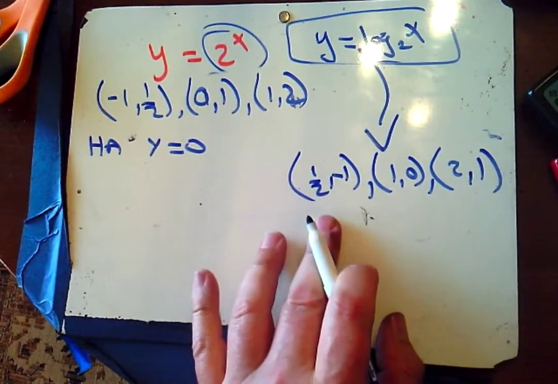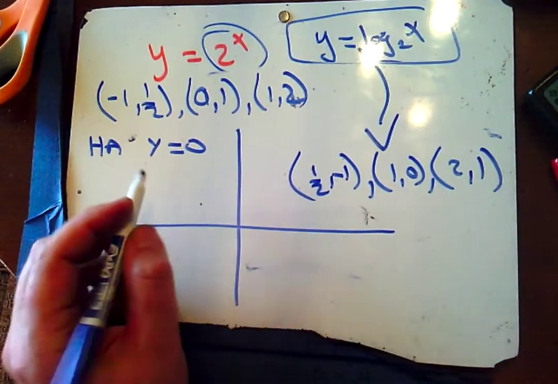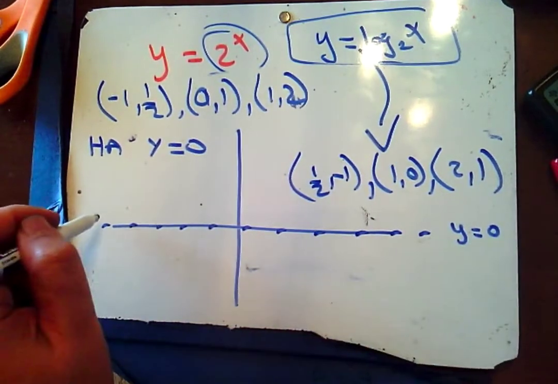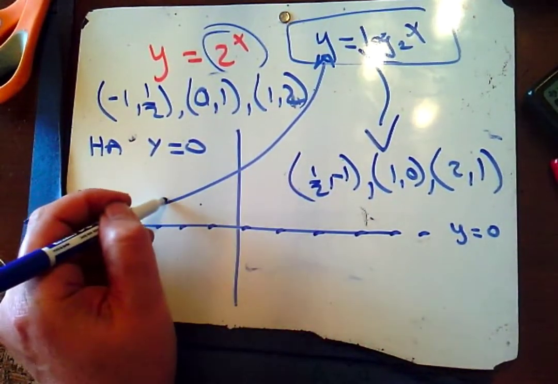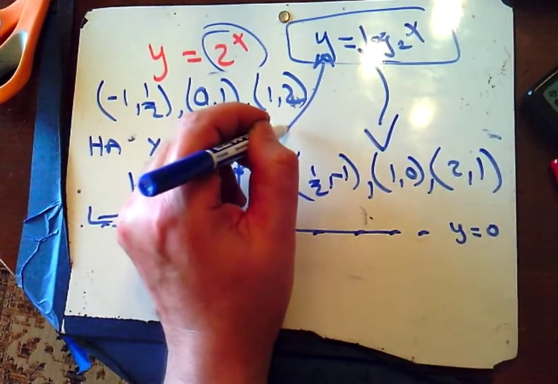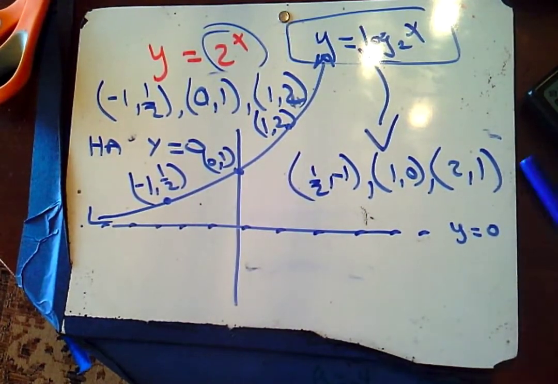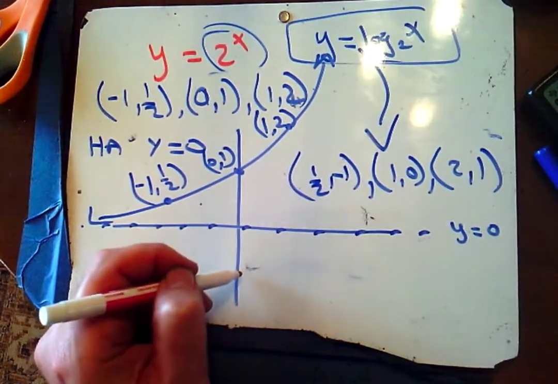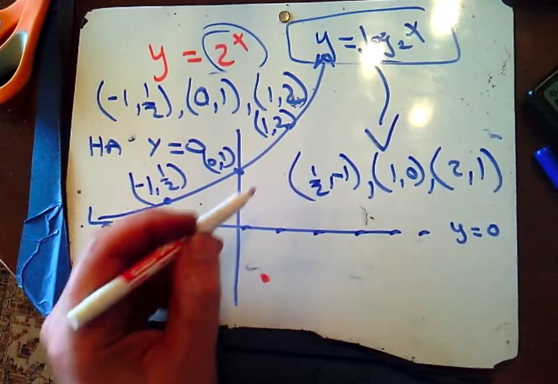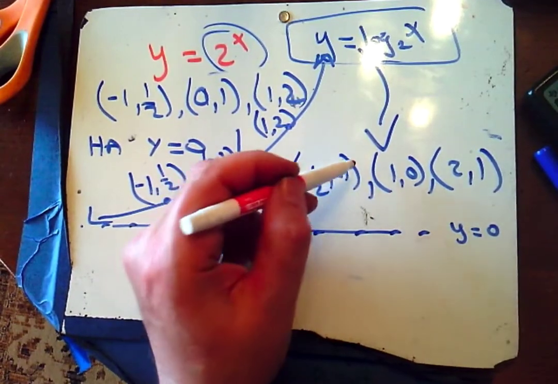And so let's take a look at these two graphs. First, the exponential has a horizontal asymptote at y equals 0 and passes through the points negative 1, 1 half, 0, 1, and 1, 2. But this inverse function passes through 1 half negative 1, 1, 0, and 2, 1.